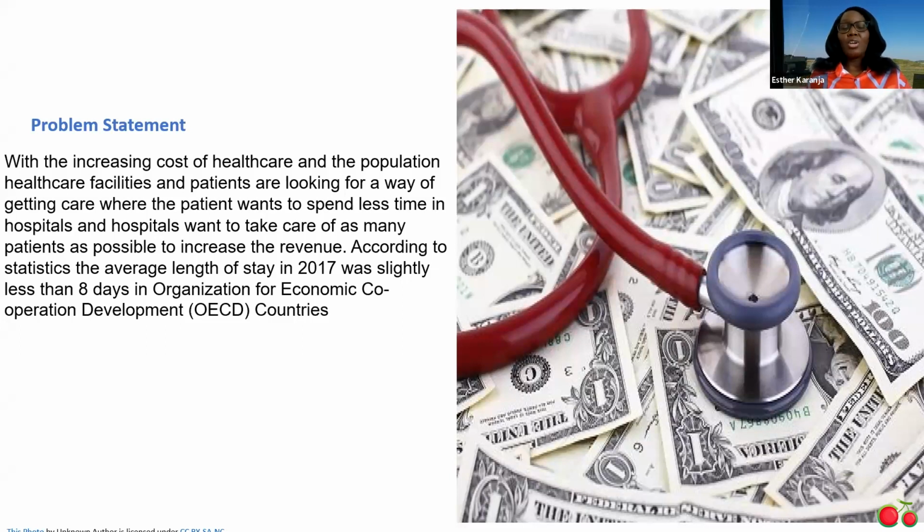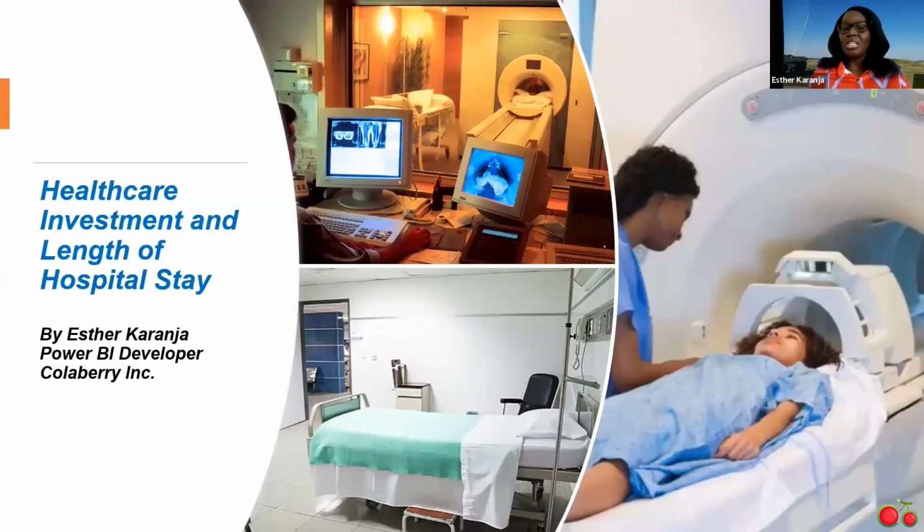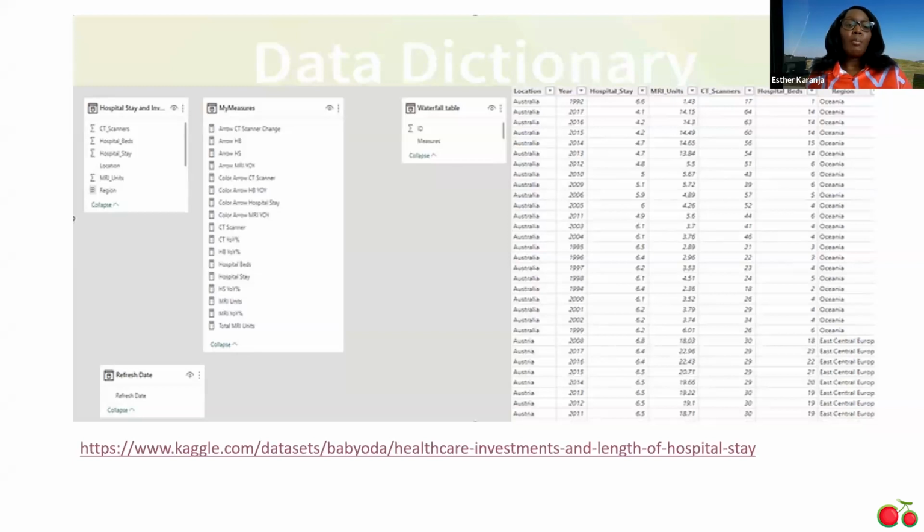Now, I collected my data from OECD countries, which is short for Organisation for Economic Co-operation and Development countries, which are countries that have come together to share economic policies to help with economic growth. My name is Esther Karanja. I'm a Power BI developer at Colaberry, and the project I'm presenting today is healthcare investment and length of hospital stays. In my data dictionary, my main table was hospital stay and investments. And then I created measures which I used to come up with my insights and my KPIs.